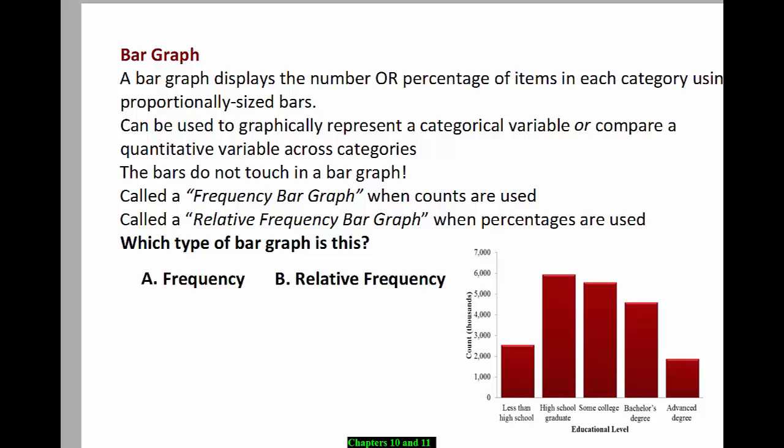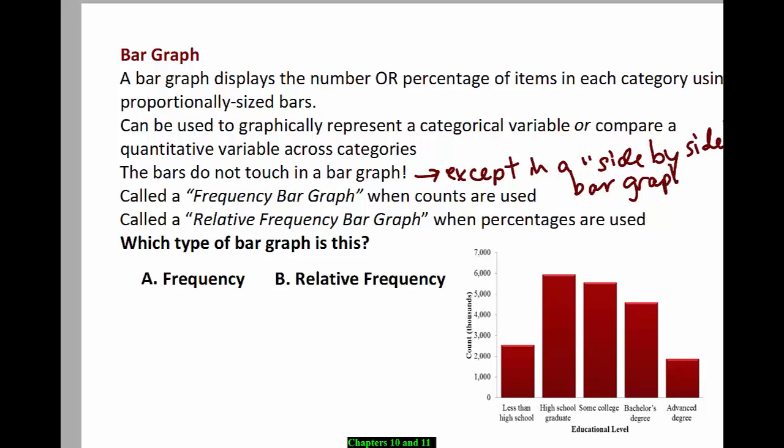A bar graph displays the number or percentage of items in each category using proportionally sized bars. This can be used to graphically represent a categorical variable, just like a pie chart, or compare a quantitative variable across categories. The bars do not touch in a bar graph, except in a side-by-side bar graph, which I'll show you in just a moment. But still, the bars don't touch in between the major categories. In a histogram, the bars do touch, and we'll get to that later.